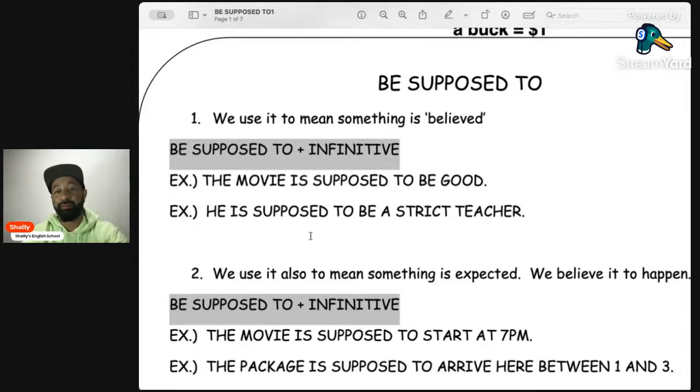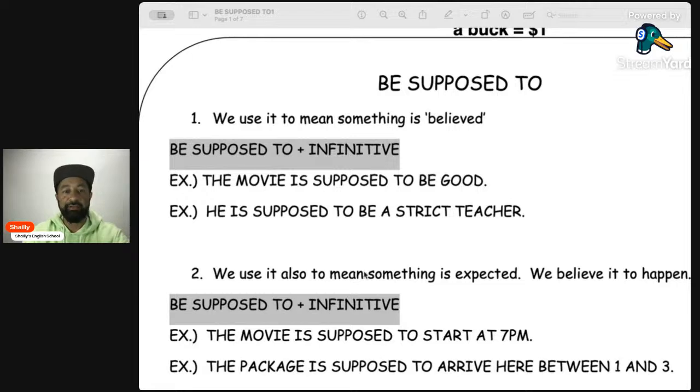All right. The next one is he is supposed to be a strict teacher. Again, this means that I believe that this person is a strict teacher. So whenever you believe something, we could use be supposed to.